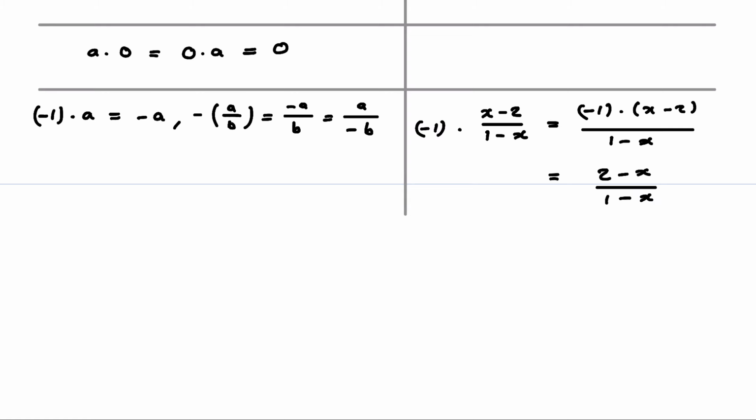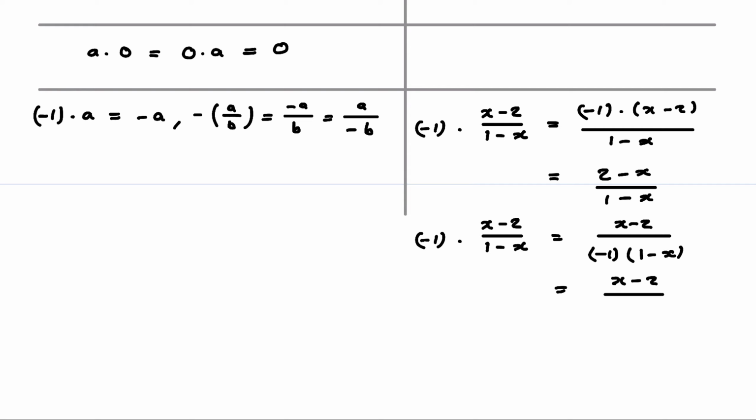But we could also do the following. We could also put it on the bottom, right? So we could also do, this is equal to x minus 2 divided by, well, minus 1 times 1 minus x. Same thing, distributing the bottom would give me x minus 2 divided by minus 1 times 1 is minus 1, minus 1 times minus x would just be x. So this would give me x minus 1. So they're exactly the same. Okay, so it's a standard piece of algebra, one that you should certainly be familiar with.